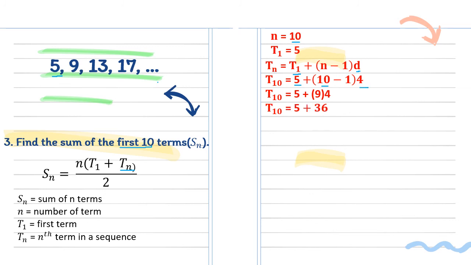Next, tₙ, or t₁₀, is equal to 10 minus 1, which is 9. Next, 9 multiplied by 4 is equal to 36. Add 5 and 36. So tₙ is equal to 41.